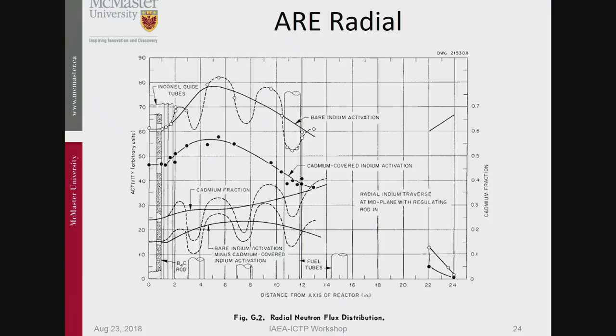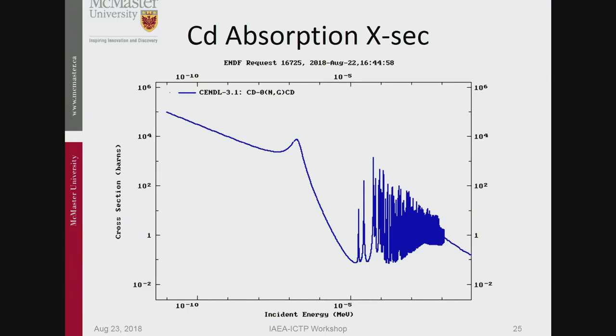Okay, so I think the next one shows the cadmium absorption, just in case you had never seen that. So again, we have the energy here. So around here, this is about 10 to the minus 6 MeV. 10 to the minus 6 MeV is 1 electron volt. So this is at 1 electron volt. And here we have a cross-section that's 10 to the 5th, and then it drops to 1. So that's really a very sharp cutoff there.